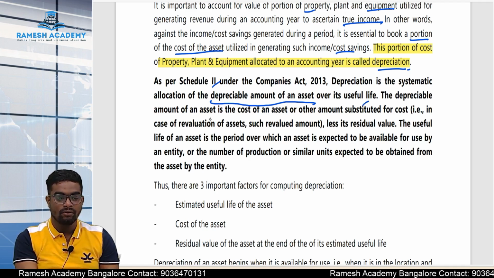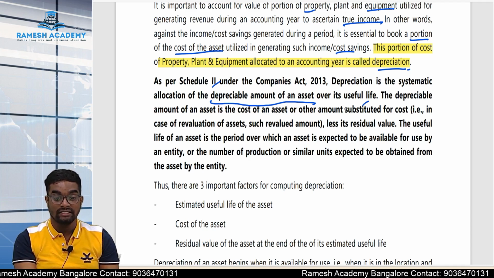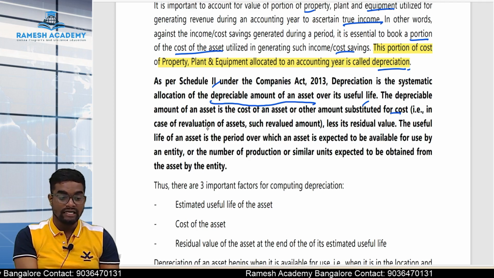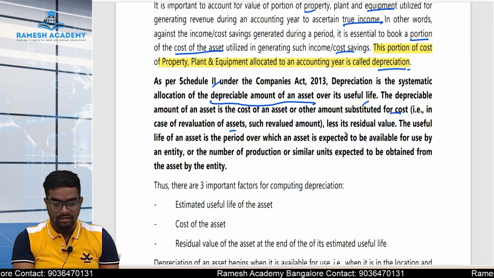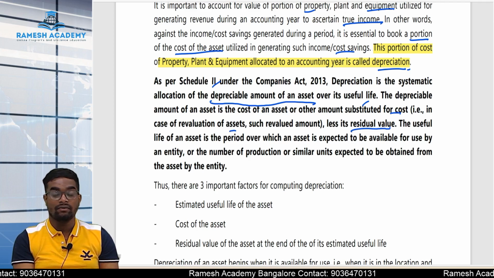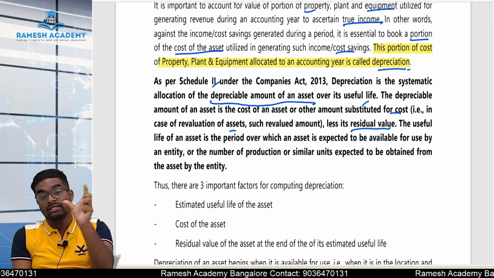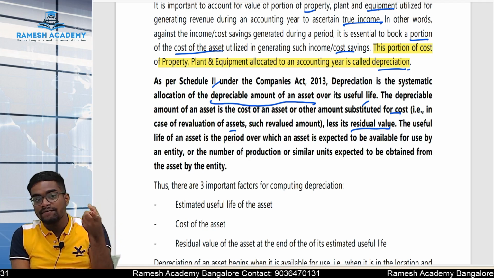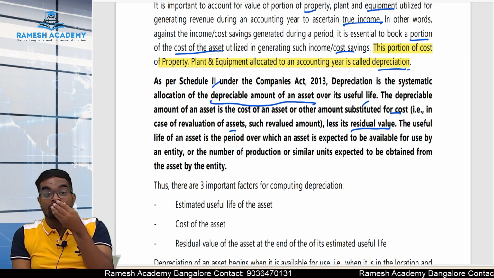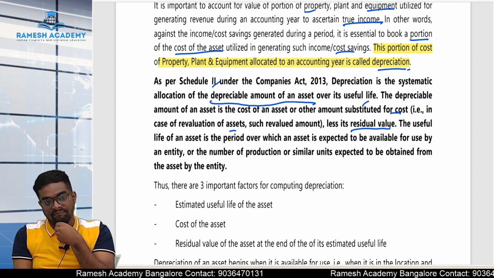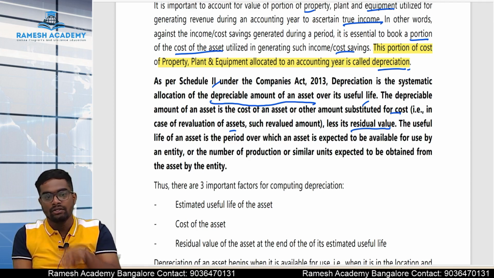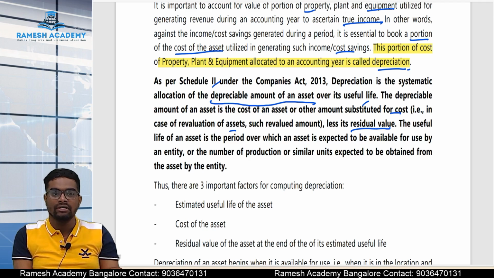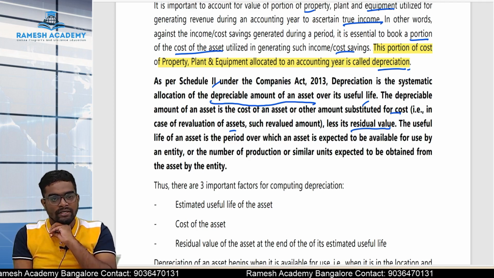The depreciable amount of an asset is the cost of an asset or other amount substituted for it. That is, in case of revaluation, such revalued amount less its residual value. I mean, cost minus residual value, but that cost can be increased also when there is a revaluation. So when is the case of revaluation? Example, in case of a land. Land value today, and after 10 years, is totally different. The value will be totally different.